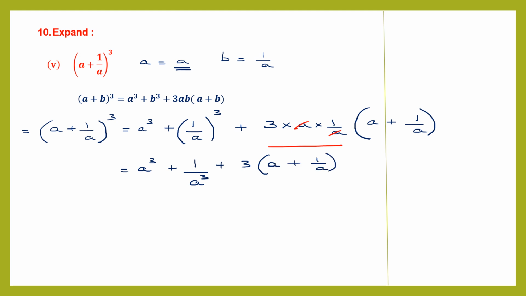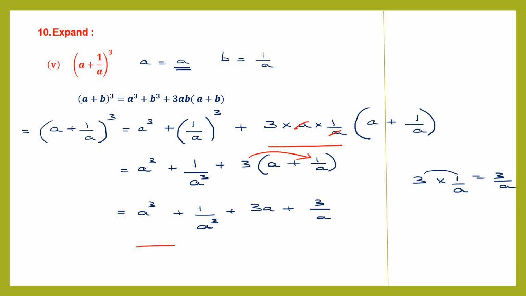So let's work this out. So this is a to the power of 3 plus 1 by a to the power of 3. Now we multiply 3 into the first one, that is 3a plus, now we multiply 3 into 1 by a. So 3 into 1 is 3 by a. So here we get 3 by a. So what is the final answer? A cube plus 1 by a cube plus 3a plus 3 by a.